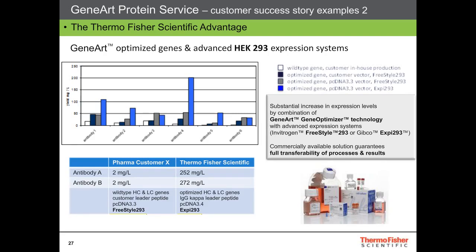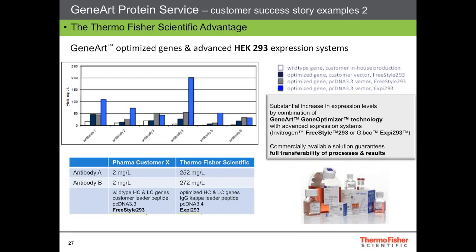What we did then, when we produced it here at GeneArt, is we optimized those heavy and light chain genes. We replaced his secretion leader, replacing the endogenous leader peptide with an Ig kappa leader peptide, switched the expression construct, and transfected the highly advanced XP293 system. And as you can see, those expression titers were increased more than 100-fold. So this customer was quite happy after obtaining those titer results.